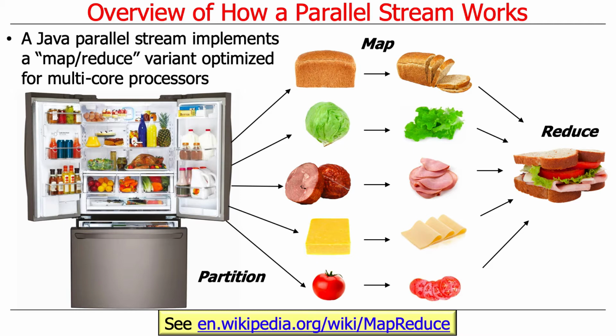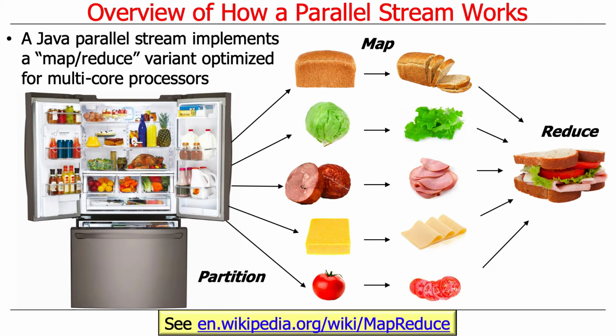So basically, here's the way it works. You can think of it along these lines. It's a little bit humorous, but it gets the point across. Let's say we want to make a sandwich, and let's say we have lots of helpers. Chances are we want to make a lot of sandwiches, but we'll at least make one here. So what we first do is take the input, which would be our refrigerator, perhaps, with lots of yummy food in it.